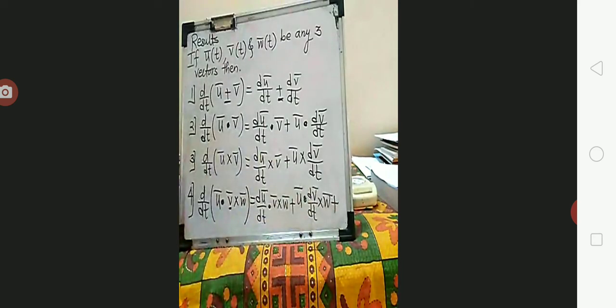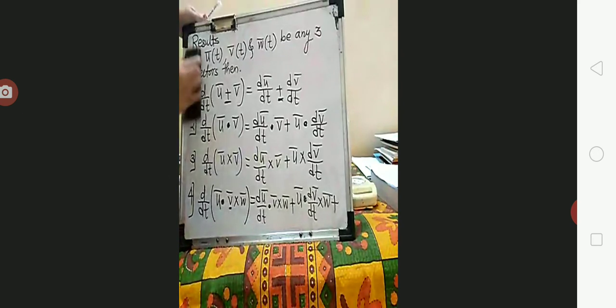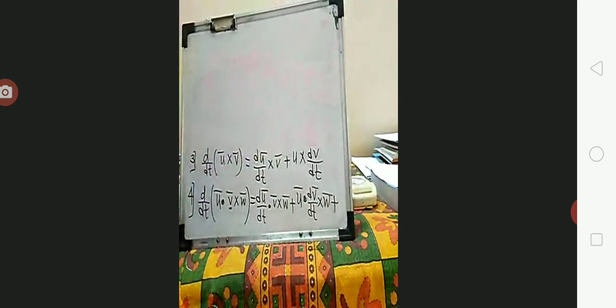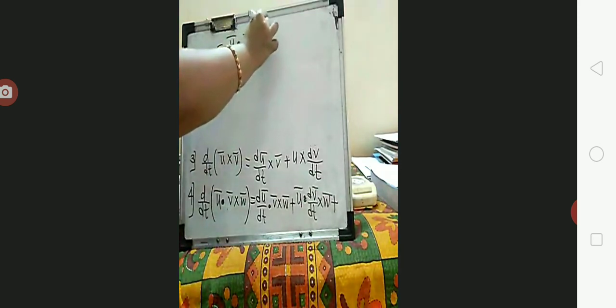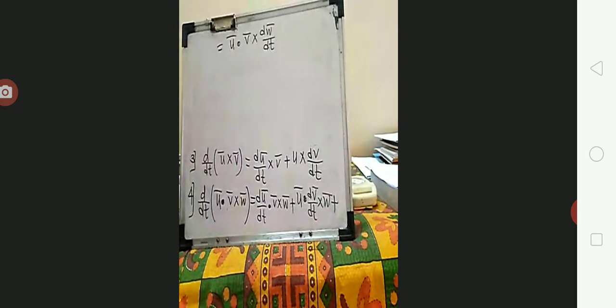Plus the next term, the third, we'll take the derivative of the third and keep these two things as they are. So it is u bar dot v bar cross dw bar by dt. Okay, so this is our fourth result.